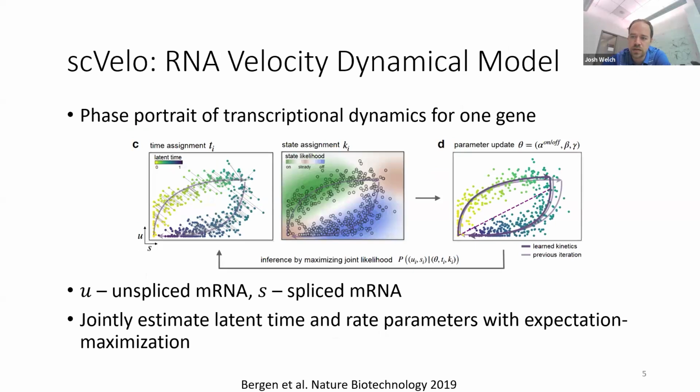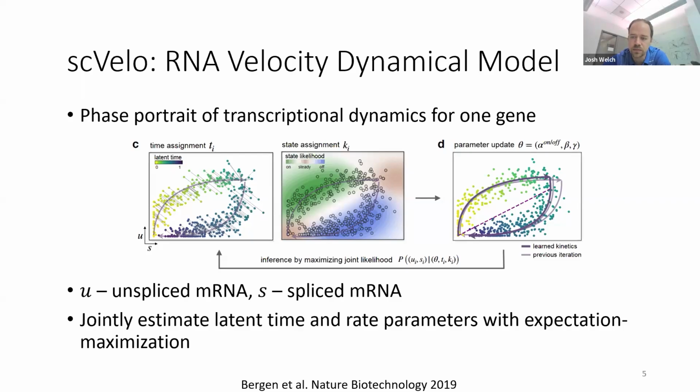And Fabian Theis's group pointed out one of these key limitations, which is the steady state assumption is really not a good one to make because we only care about RNA velocity in cells that are not actually at steady state. And so his group showed how you can use all the cells and not just the ones at steady state to estimate the rate parameters of this system of differential equations.